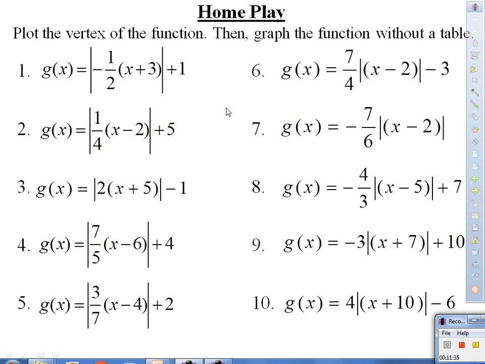So for today, we're not going to need Cornell notes. Let's use our graphing paper. So our objective for today: I can graph and write absolute value functions.